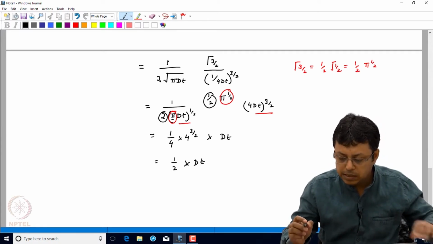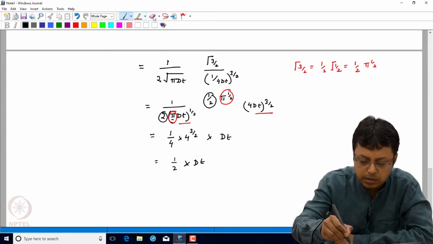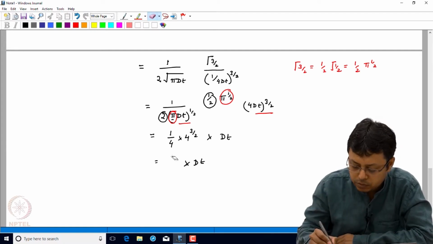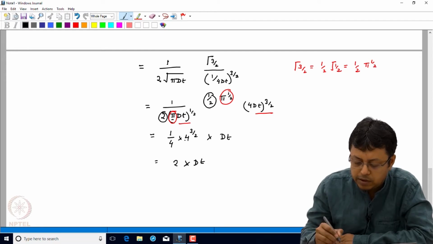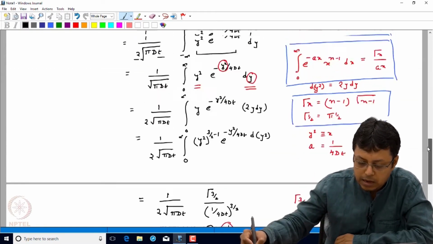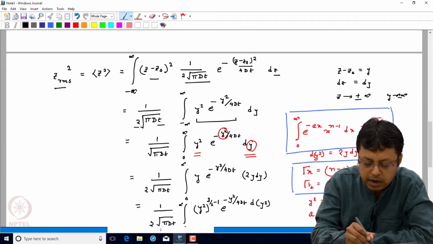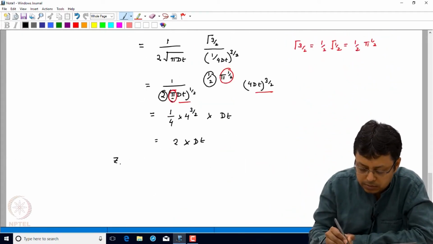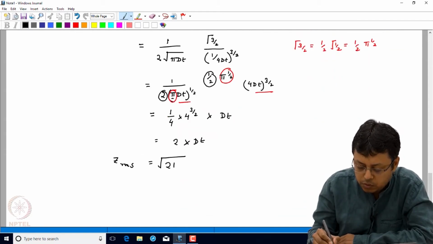So what we see here, it will be not 1 over 2, it will be just 2 dt. So it is basically 8 divided by 4. So ultimately I am getting 2 dt, and that was basically ZRMS squared. So ZRMS will be nothing but square root of 2 dt.